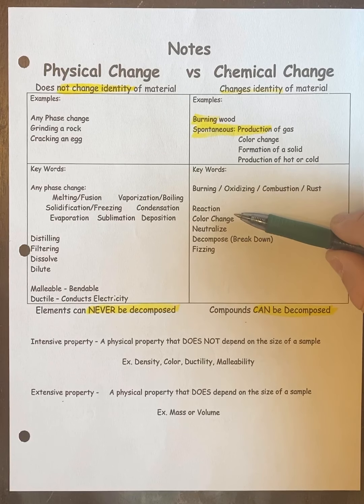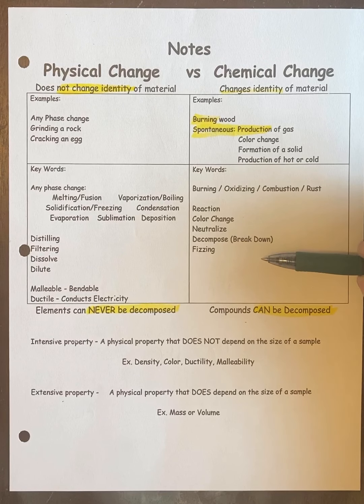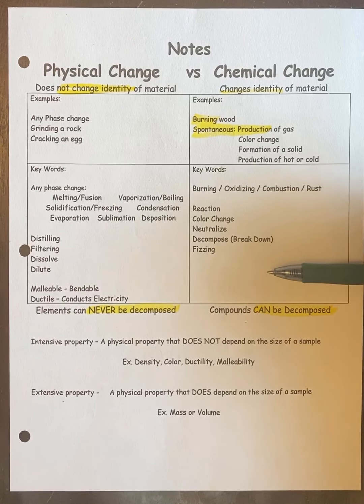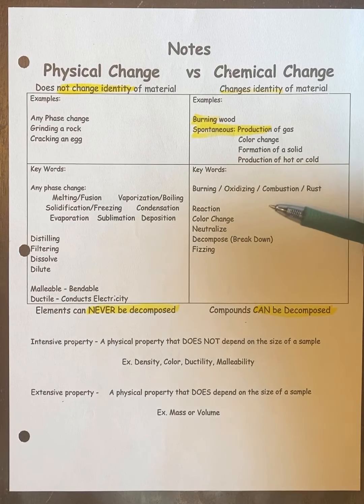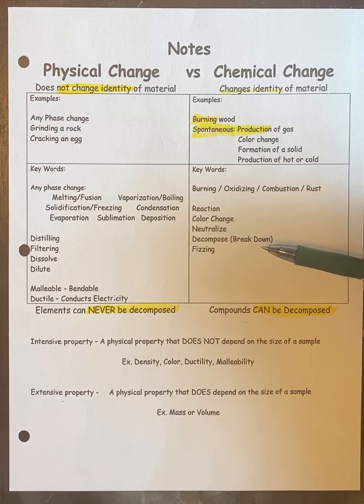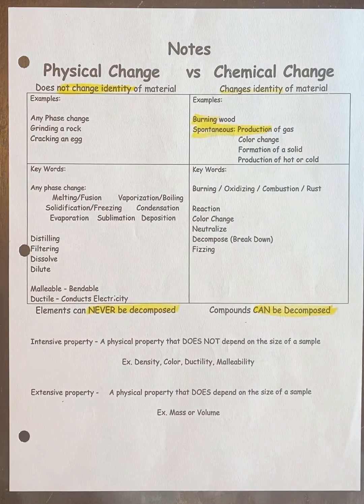If you see the word reaction, like a chemical reaction, or a spontaneous color change, or the word neutralization or neutralize, that is a chemical reaction, and so if you see this word, you're automatically going to identify it as a chemical change. Decompose or break down. Fizzing, that is spontaneous production of gas. So these words clue you in that you're dealing with a chemical change. Now, as the year goes on, we will learn much more about the individual reactions, and that will make more sense. But for right now, we're just going to identify them based off vocabulary.